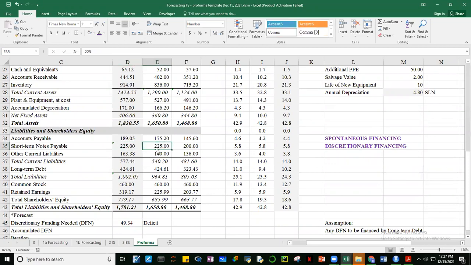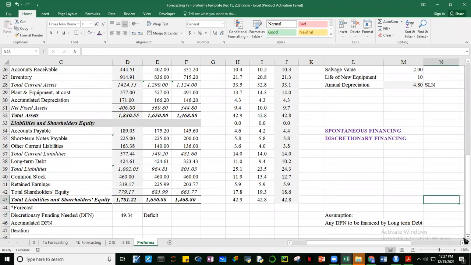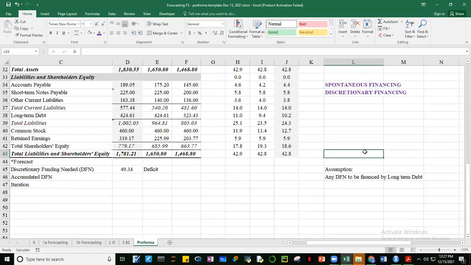Short-term notes payable equal lang. Common stock equal lang. Long-term debt equal lang sa previous. So natural guys, magkakaroon ng DFN. Okay, so how do we now address this DFN? First, we do it manually.